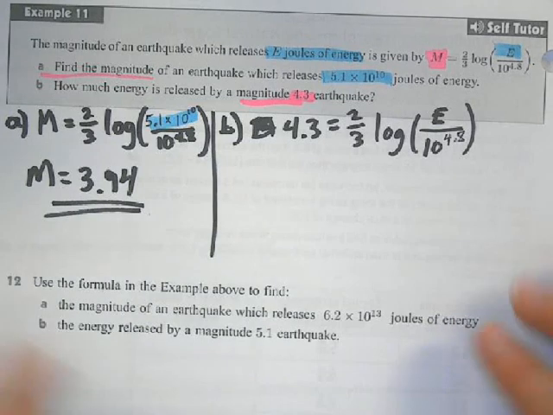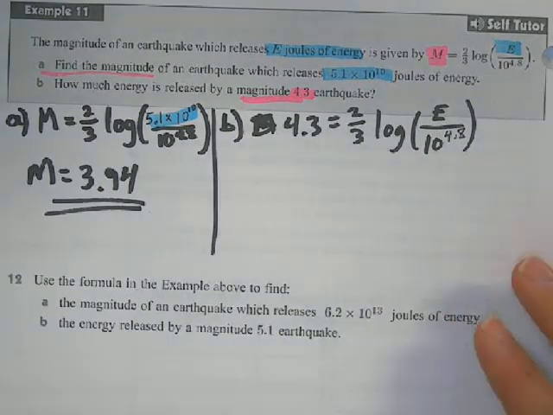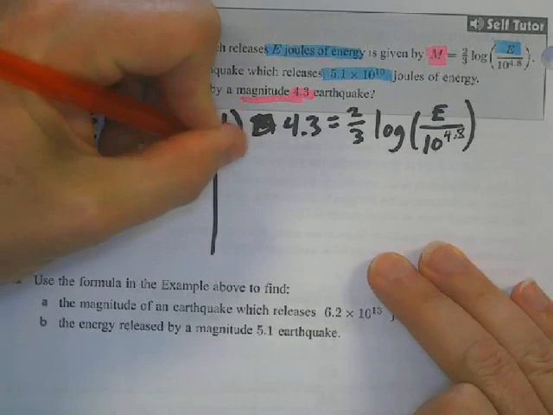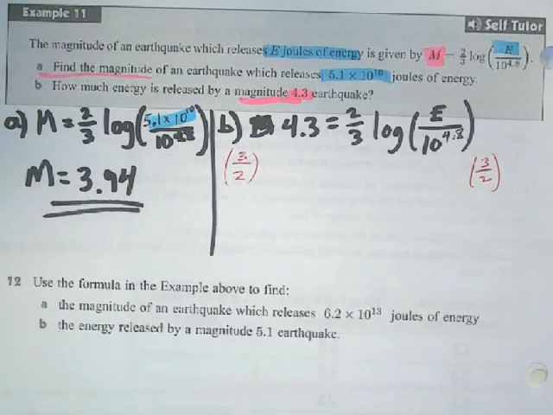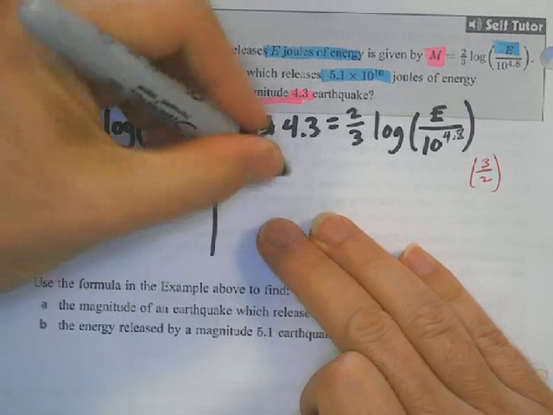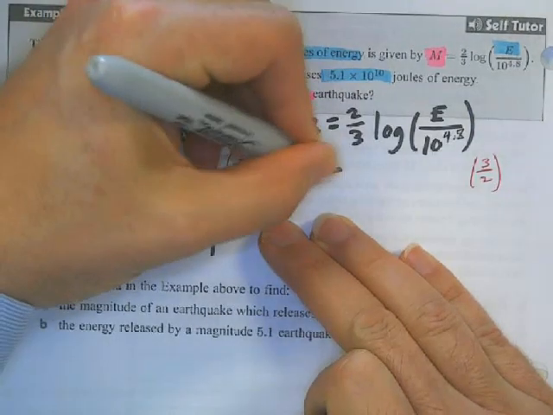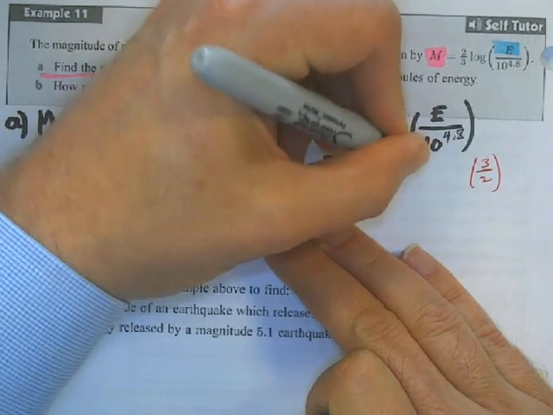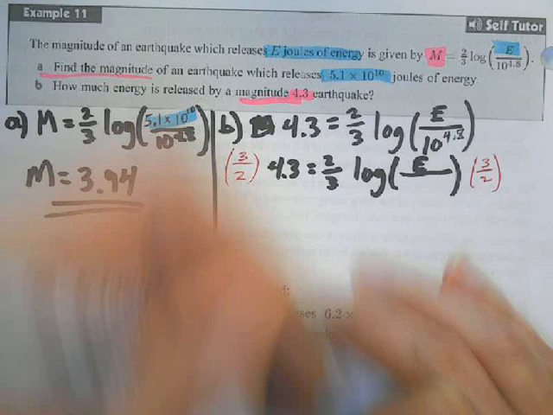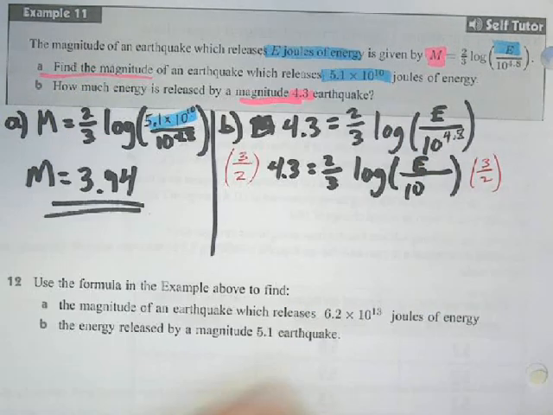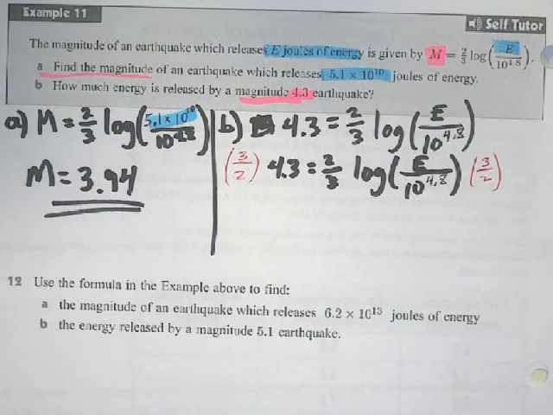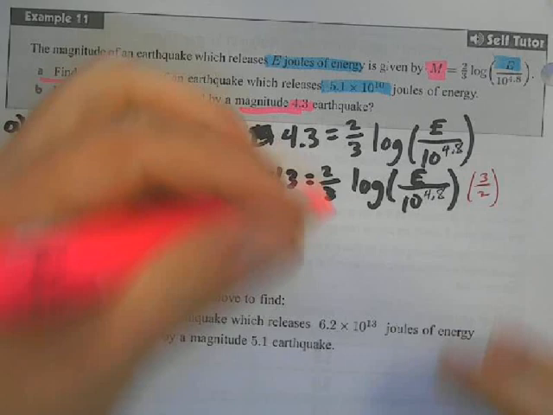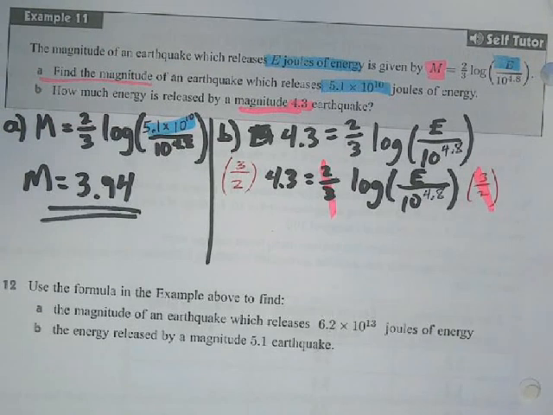We want to get rid of the 2/3 first. So the first thing I'm going to do is multiply 3/2 on both sides of the equation. So I've got 3/2 times 4.3 equals 2/3 log of E over 10 to the power of 4.8, and that's going to make the 2/3 cancel out with the 3/2.